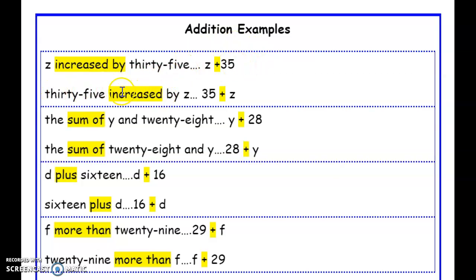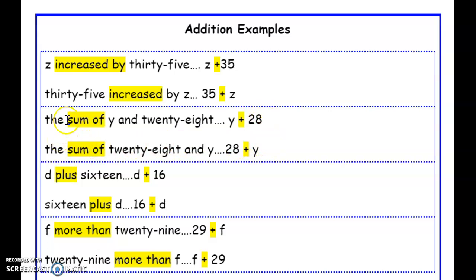In our second example, increased by again means to add. So we put our addition sign down. We look at the first part of it, 35, put our 35 down, and z, 35 plus z. Think about it. 35 is being increased by z. We don't really know what z is. Z could be 2, z could be 20, z could be anything. But 35 is being increased by whatever z is.